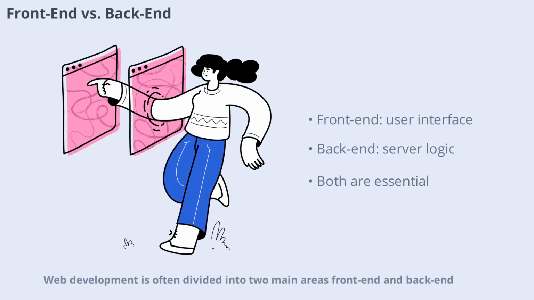Web development is often divided into two main areas, front-end and back-end. The front end is everything users see and interact with directly in their web browser, think layouts, buttons, and images. The back end, on the other hand, is what happens behind the scenes. It's responsible for storing data, handling requests, and making sure everything works smoothly. Both areas are crucial, and understanding the difference between them will help you decide which path you might want to explore further as you learn more about web development.